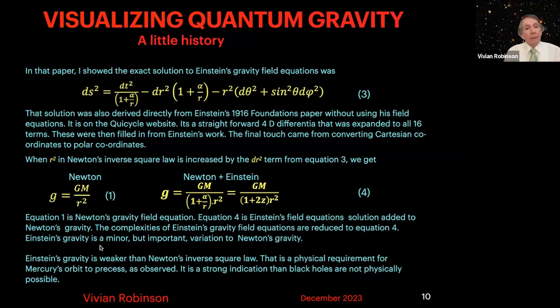So Einstein's gravity is a minor but important variation to Newton's gravity. Einstein's gravity is weaker than Newton's inverse square law. That is a physical requirement for Mercury's orbit to precess as observed. It's a strong indication that black holes are not physically possible.